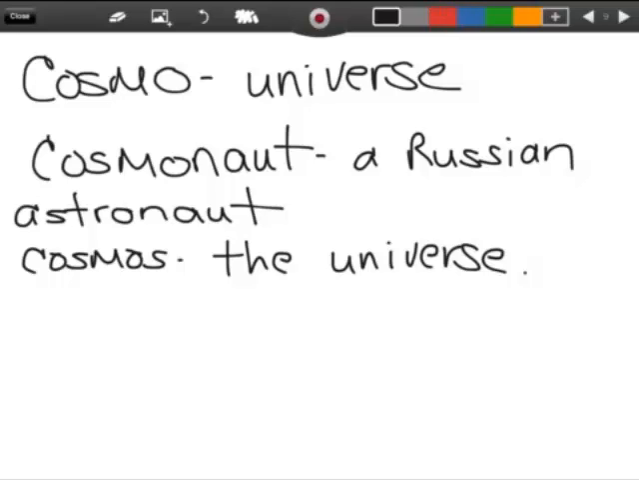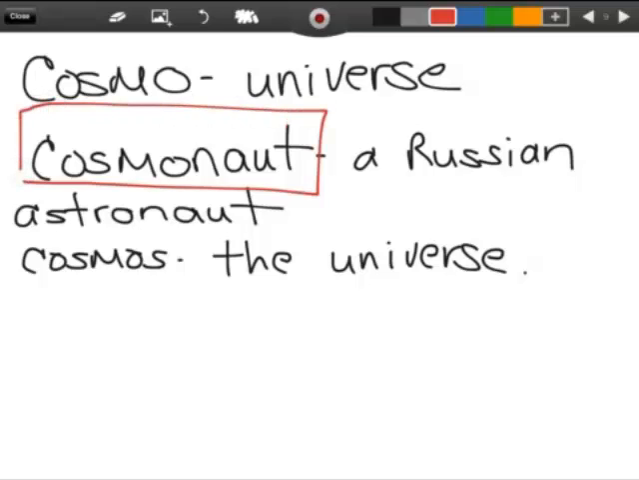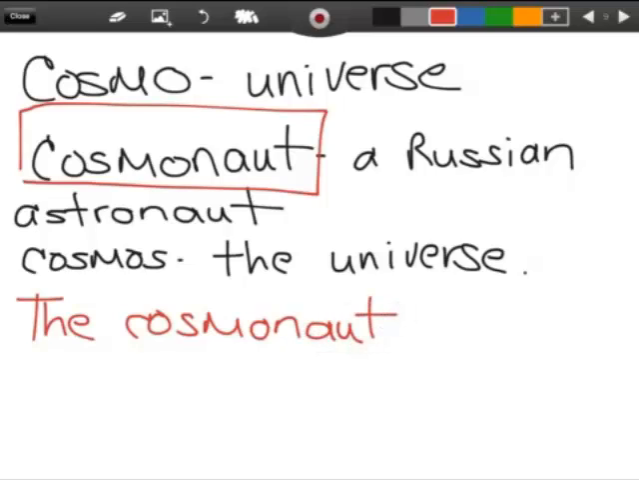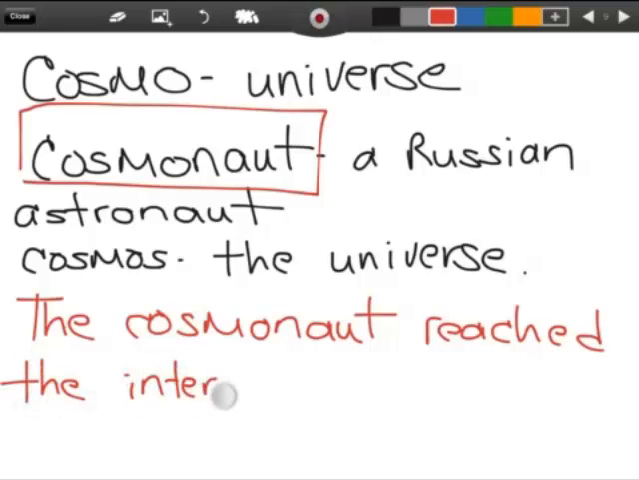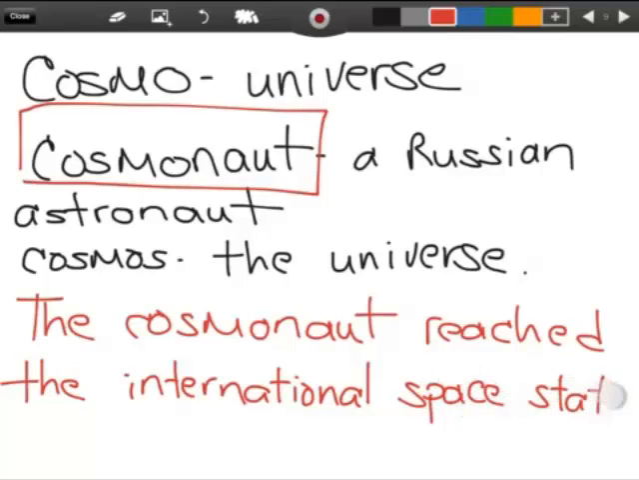I'm going to take this and use it in a sentence. The cosmonaut reached the International Space Station. I'm going to read that to you one more time. The cosmonaut reached the International Space Station.